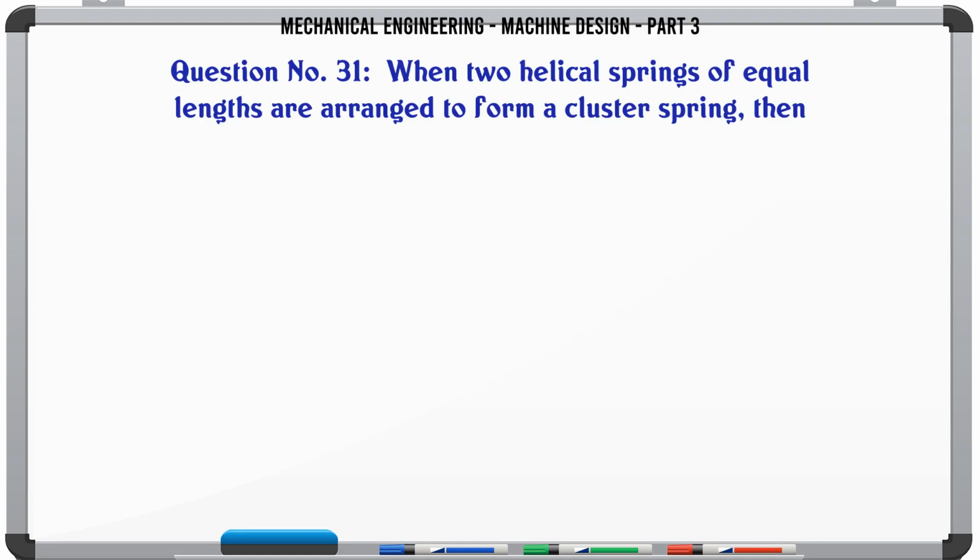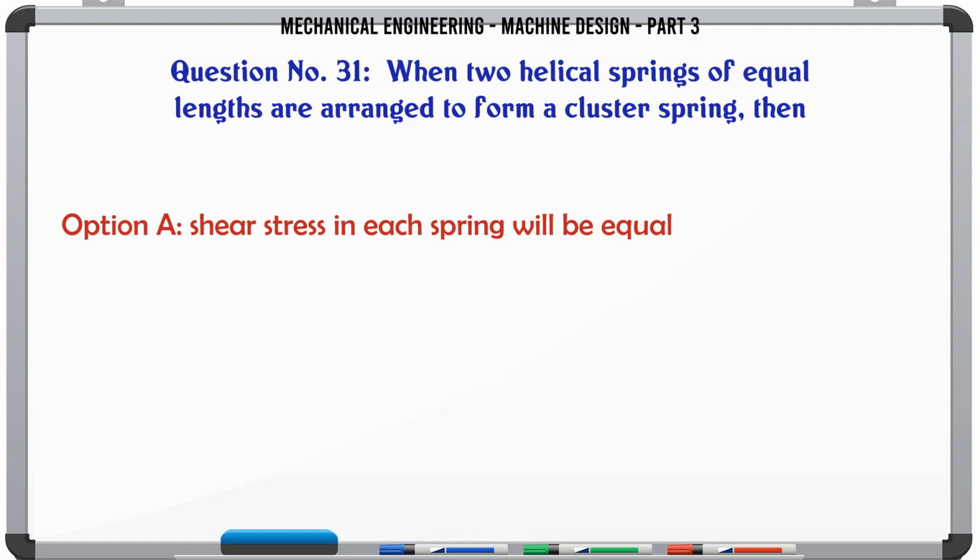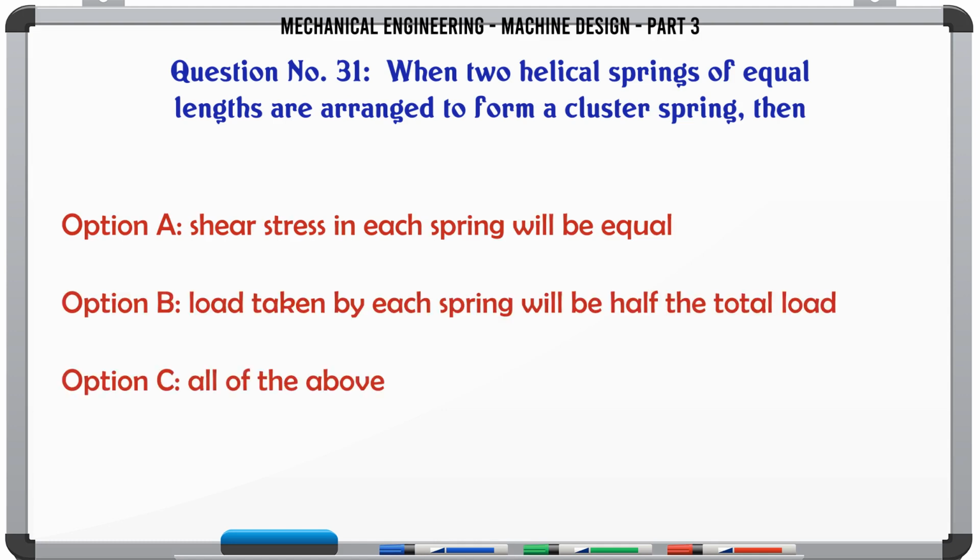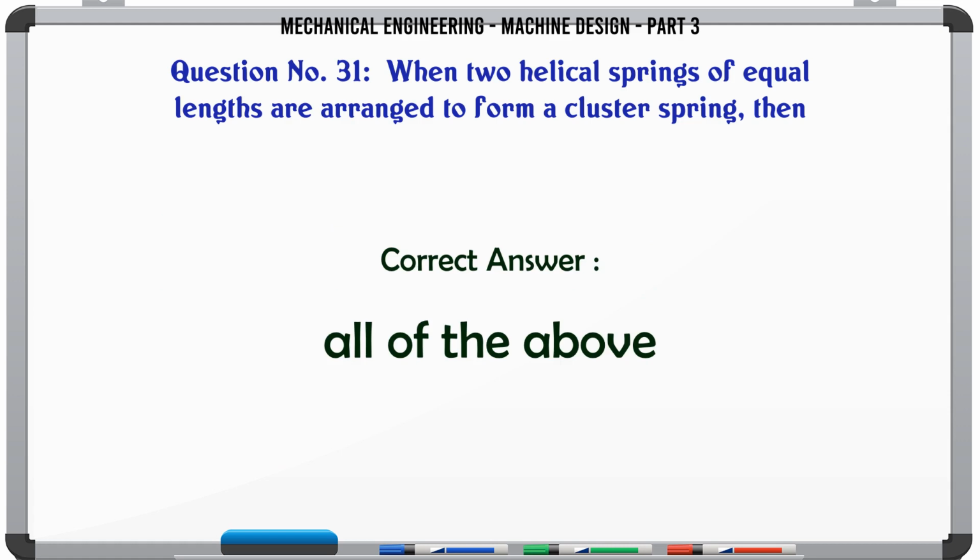When two helical springs of equal lengths are arranged to form a cluster spring, then A. Shear stress in each spring will be equal. B. Load taken by each spring will be half the total load. C. All of the above. D. None of these. The correct answer is all of the above.